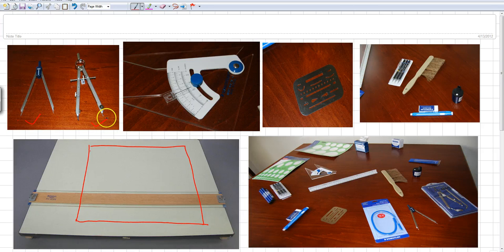Now the second compass that you see has 1 pointed edge on one side, and the other side it has a lead, it has pencil. Now this one is used for drawing circles. Okay, so you put this one sharp point on the piece of paper, and then you would draw the circle with the help of the pencil. Okay, let's go to the next picture over here.